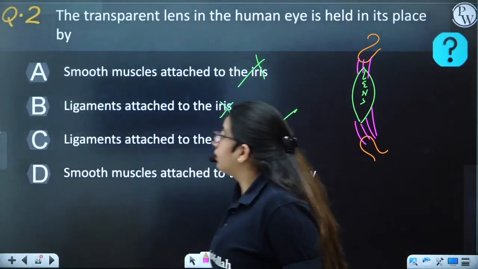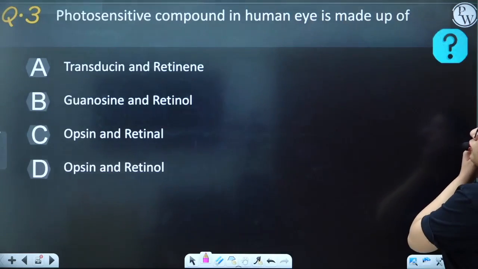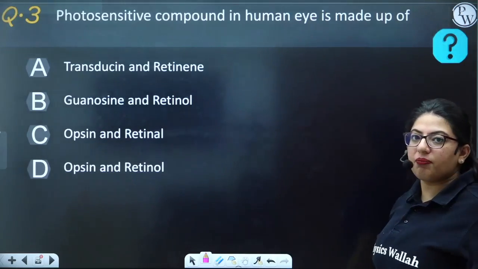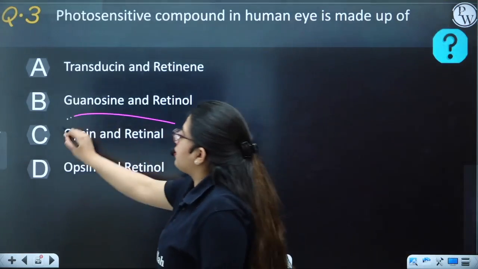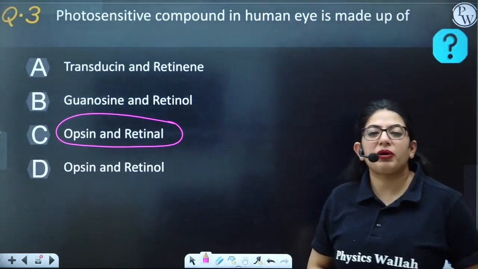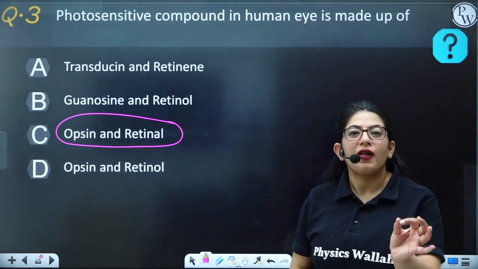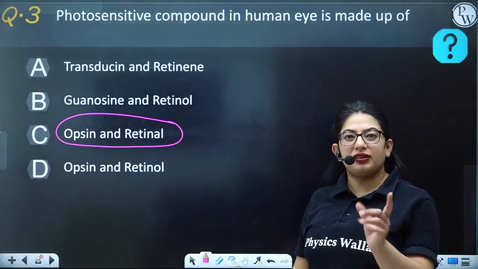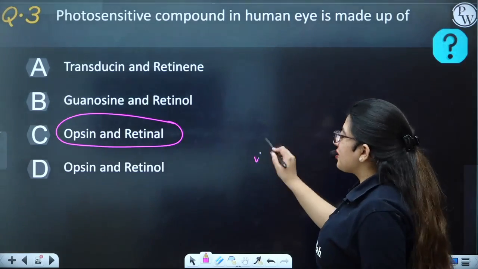Next. The photosensitive compound in the human eye is made up of? Simple. Opsin and retinal. The photosensitive pigment or photopigment is formed of one protein, opsin, and retinal. These two are lovers, I told you. So the answer is C.